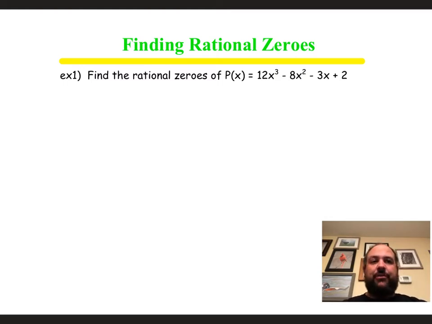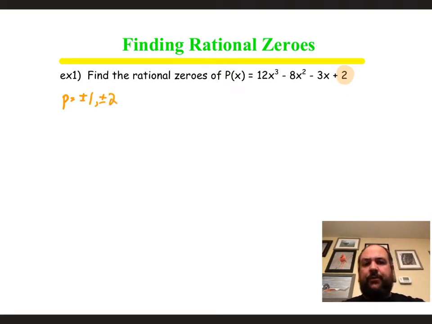It says find the rational zeros of P of x equals 12x cubed minus 8x squared minus 3x plus 2. We're going to follow the process we just talked about. We want to generate our list of rational numbers that might be solutions to this equation. The first thing we're going to do is generate our list of p values. Remember, the p values are the factors of our constant term. So the p values come from the factors of 2, which means they could be either plus or minus 1 or plus or minus 2.